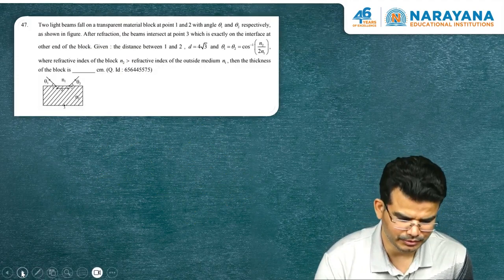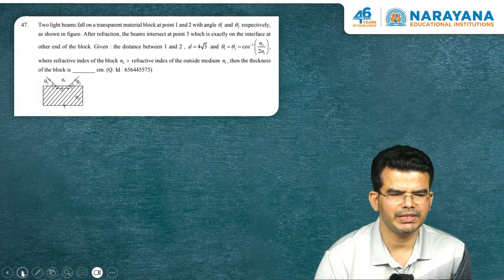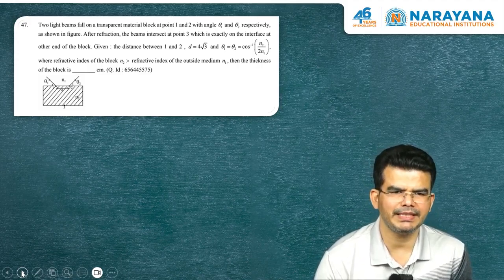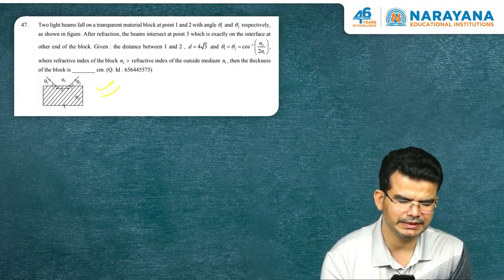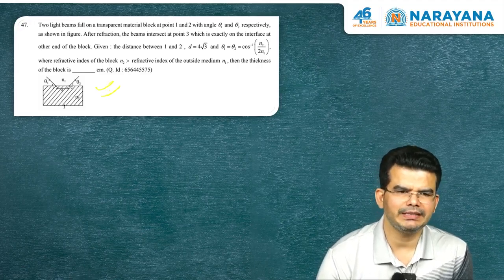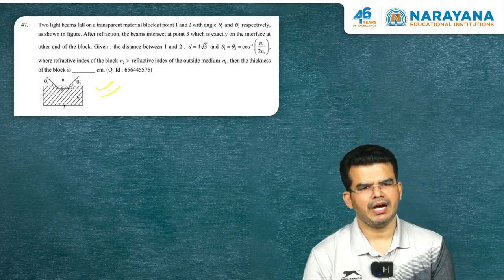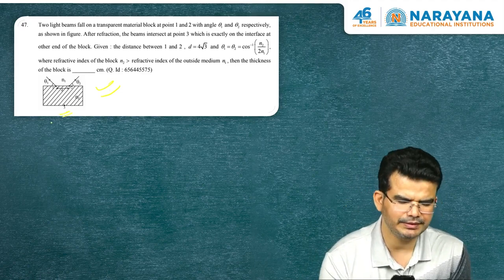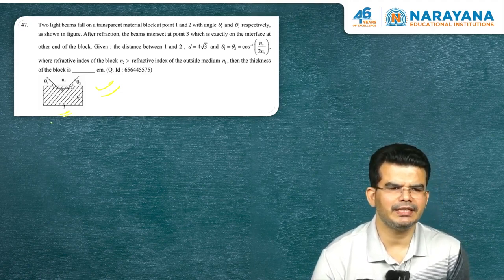Next question. I think again this question is from geometrical optics. They are saying two light beams fall on a transparent material block at points 1 and 2, which you can see in the diagram, with angles theta 1 and theta 2 respectively as shown in the figure. After refraction the beams intersect at point 3. So 3 is here, which is exactly on the interface at the other end of the block.